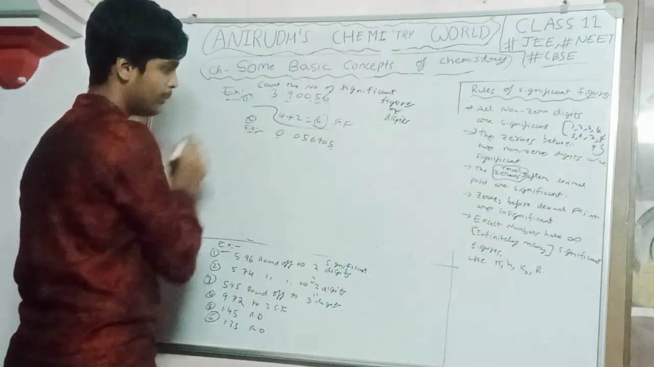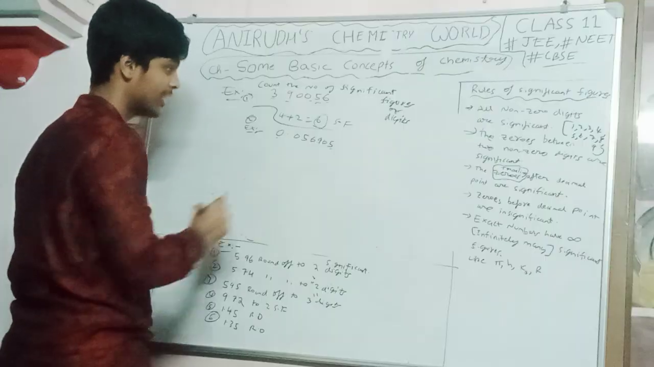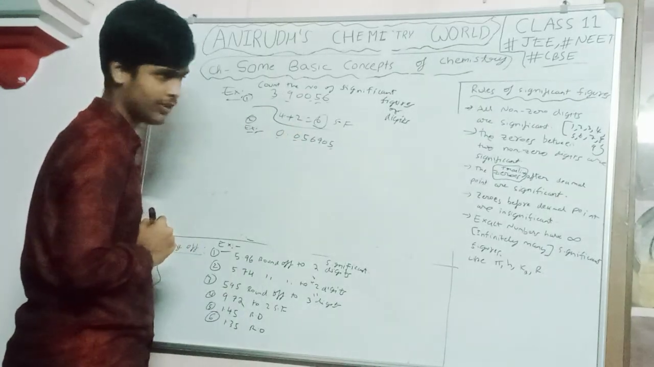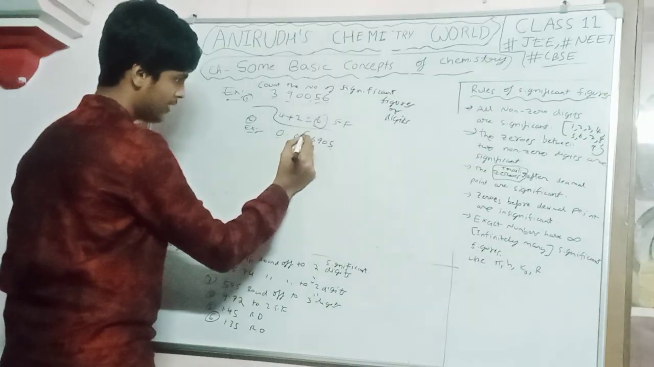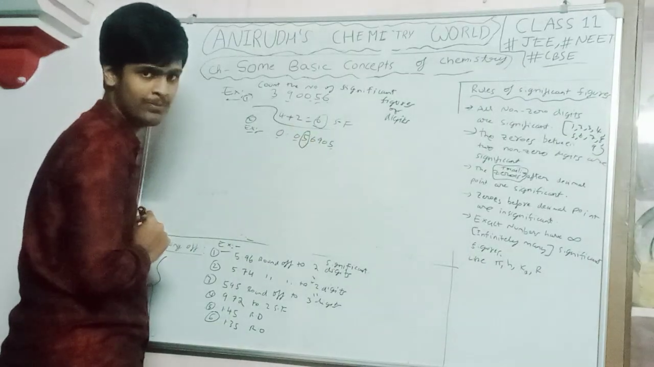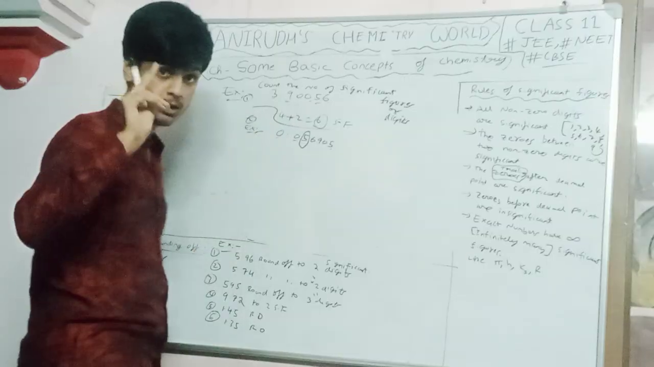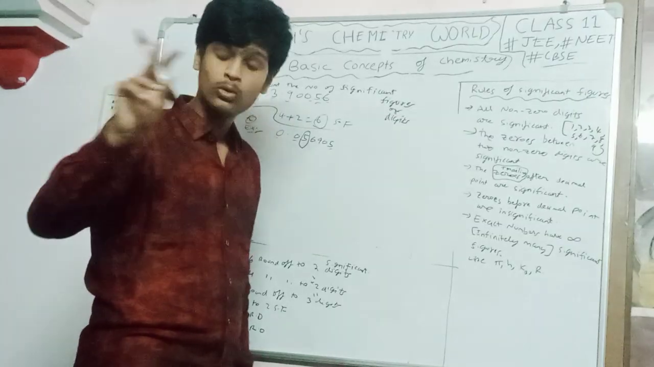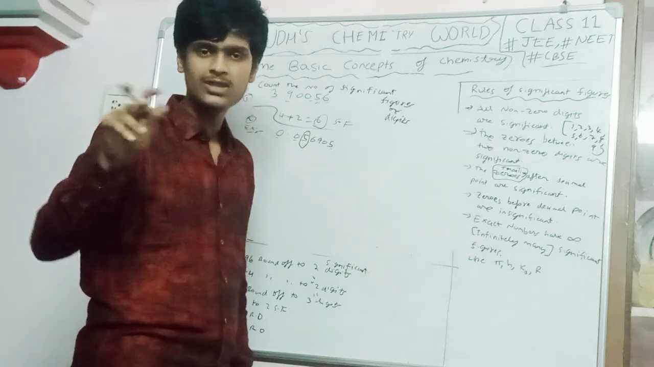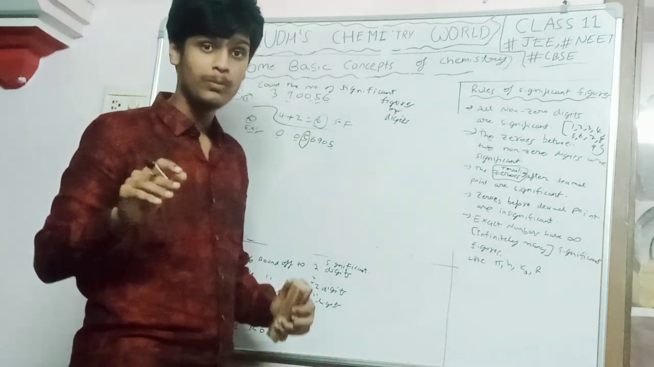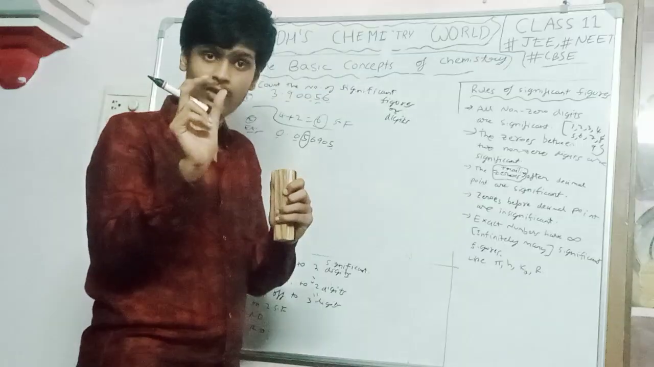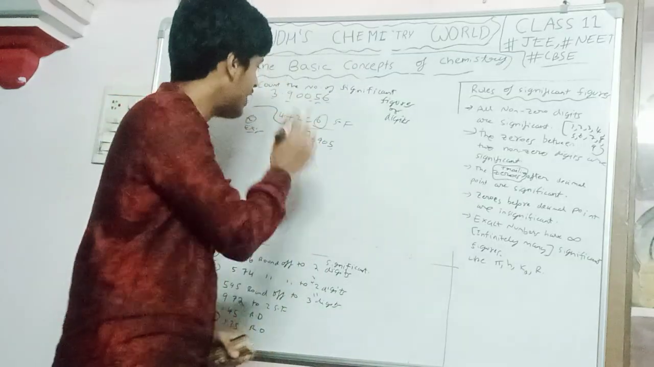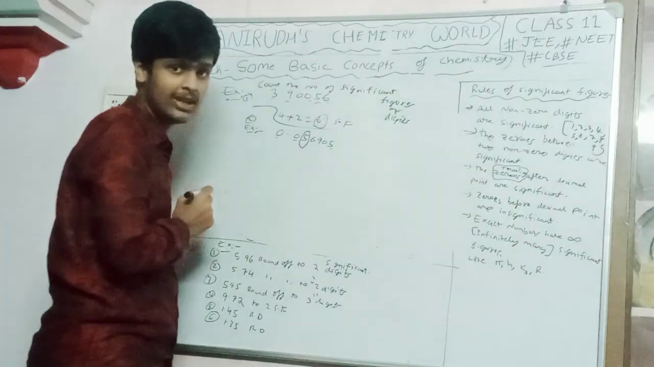So the 0 before the decimal point is insignificant, meaning not significant, and this 0 is also not significant. If you see, the first significant figure in this is 5. Zeros will be significant if and only if they are present between two non-zero digits. Otherwise, they are insignificant.